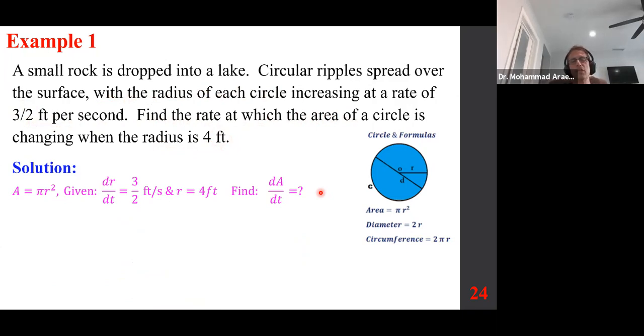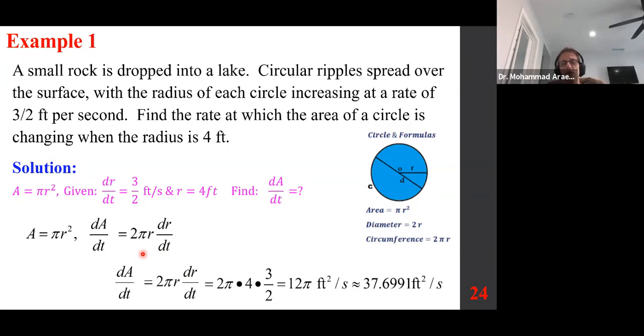This translation is the most important part, and therefore we are going to differentiate this, which becomes dA dt is pi times 2r dr dt, or 2 pi r dr dt. Just plug in and you are done. We had covered this. Let's go to the new stuff, everybody.